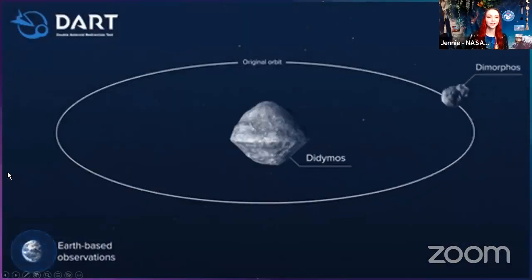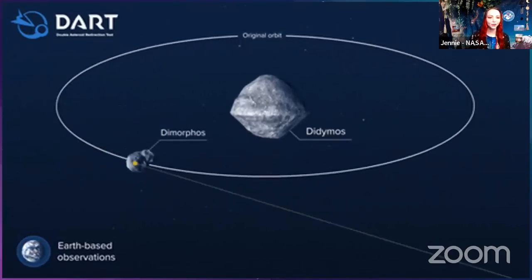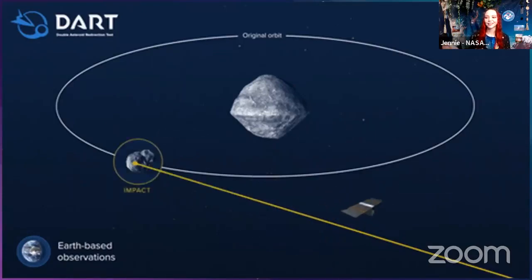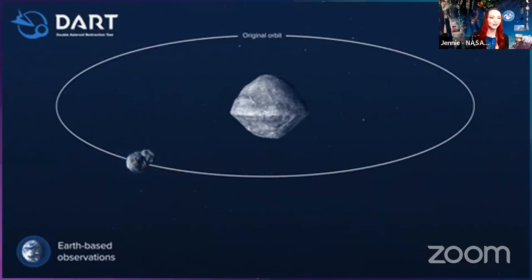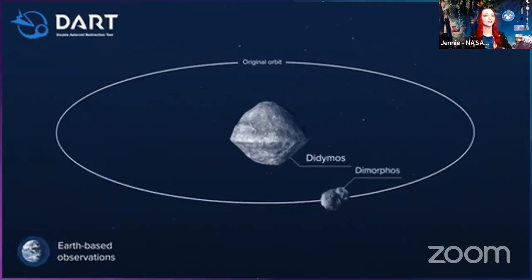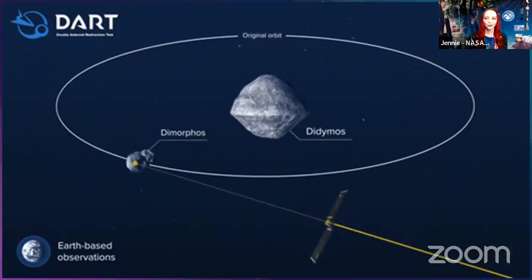So here's an animation of what this might look like. You see this little asteroid named Dimorphos goes around the bigger asteroid. The DART spacecraft comes in, it has an extra satellite with it. DART crashes into the smaller asteroid and then hopefully moves it into a new orbit. So a lot of people worried, well, what happens if the spacecraft knocks this asteroid on a collision course with Earth? But as you can see, the spacecraft is not very large compared to the asteroid.